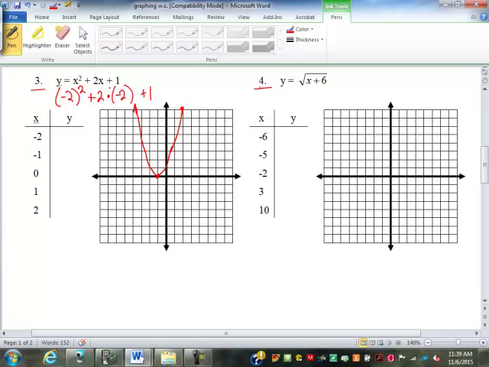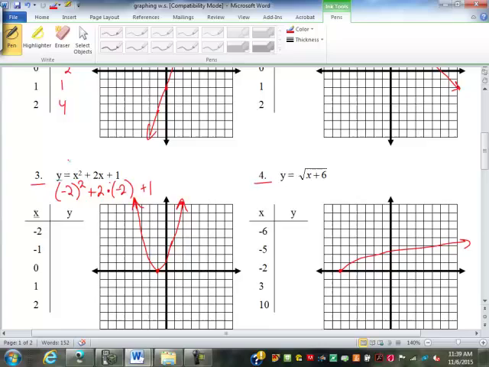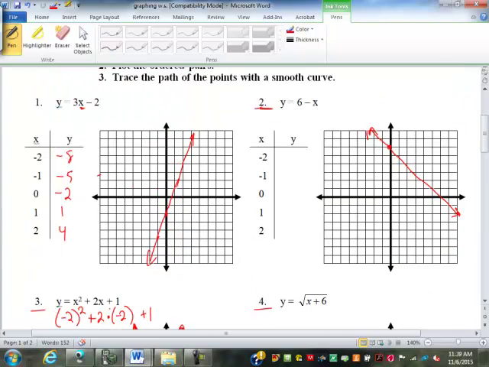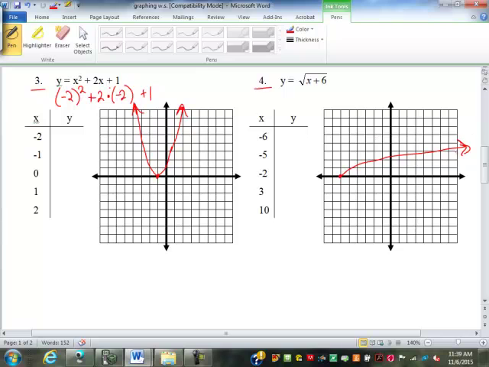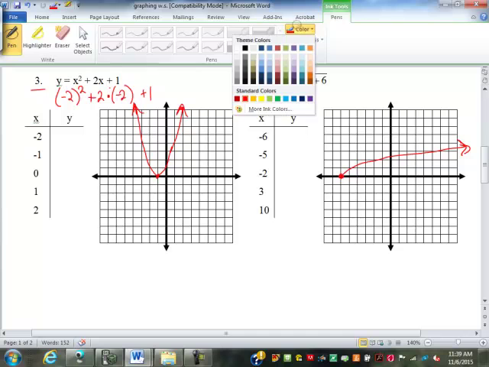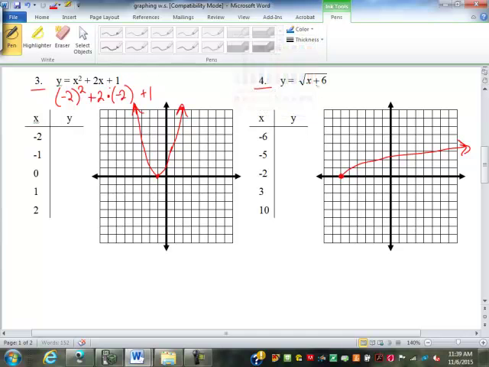Over here, this one's kind of tricky. You would start like this, and it looks something like that. Now, one thing to note, all of the ones we've graphed so far, I put arrows on both ends, my lines here, and on this parabola for number 3. This one has an arrow on this end, but not here. What does that mean? Well, that means anything smaller than -6 cannot go in there for x.